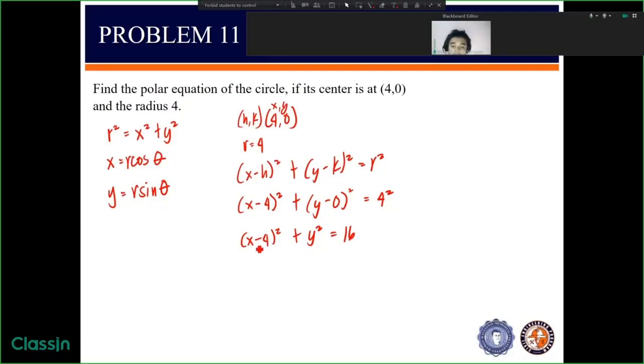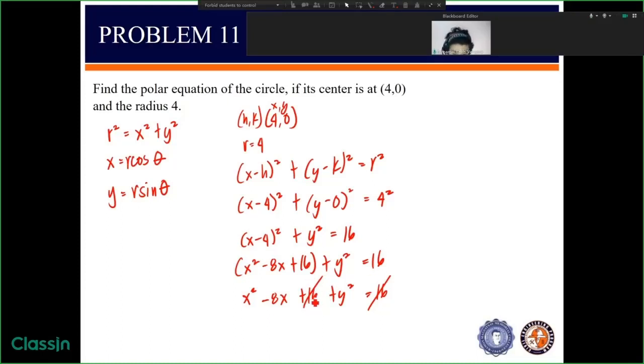Now, expanding this equation, we have x squared minus 8x plus 16, which is the expanded form, plus y squared equal to 16. Let's simplify it further. You can cancel 16 because when I transfer this 16 to the other side, it becomes negative 16. So 16 minus 16 is 0. Our equation now is x squared minus 8x plus y squared equal to 0.